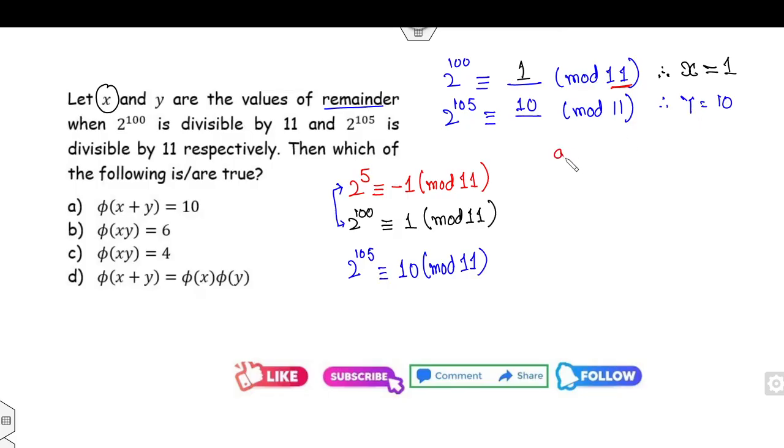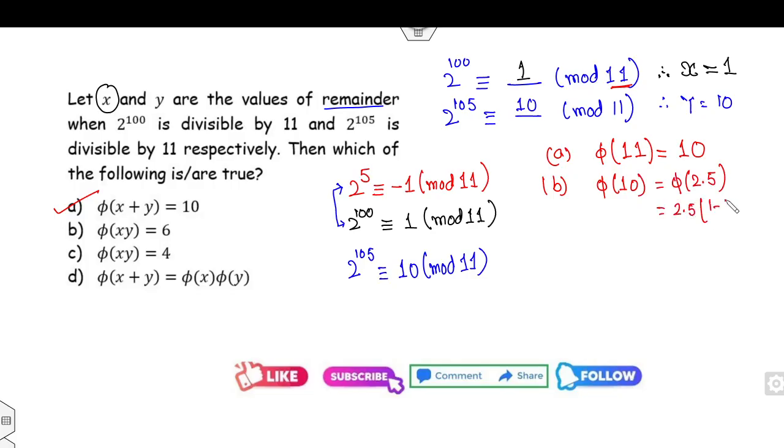Now, once you know all these values, what is the first answer? x plus y is 11, and 11 is a prime number, so 10 is the right answer. x times y, if you multiply them, is 10. 10 is not a prime number, so I can break it into 2 times 5. So it will be 2 into 5, 1 minus 1 for the two prime numbers, which is 4. So the second option is cancelled, and the third option is correct.